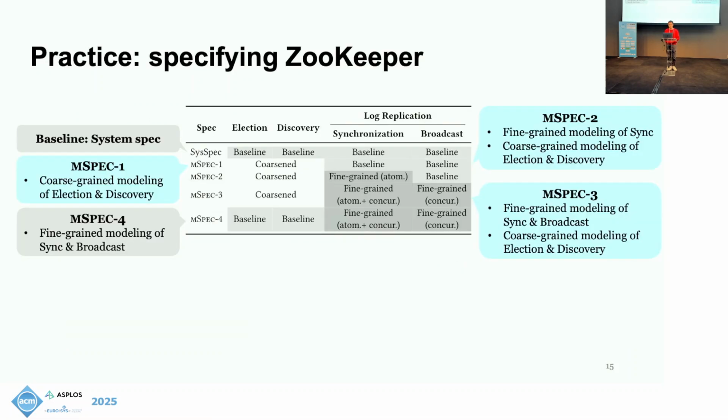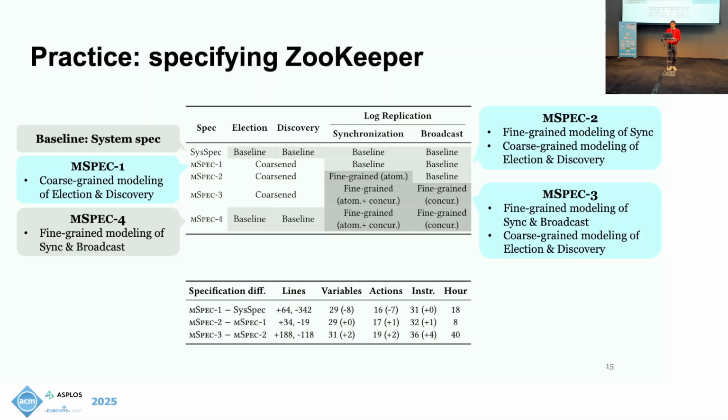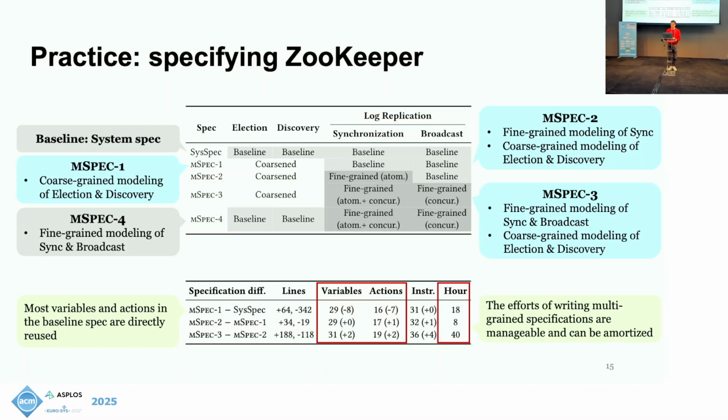In practice, we have written multiple specs with different granularities for different modules based on the system spec of Zookeeper. So how is the effort of writing multi-grain specs? Actually, they can be obtained incrementally. Most variables and actions in the baseline spec are directly reused. The effort is done within 40 hours and is done by a person who is familiar with the Zookeeper code. Overall, the efforts of writing multi-grain specs are manageable, and the cost can be amortized as more specs are written.